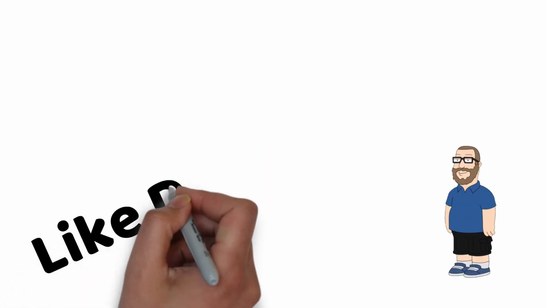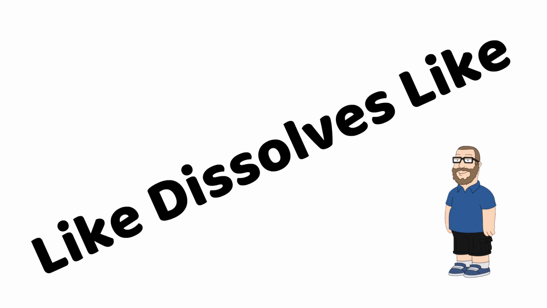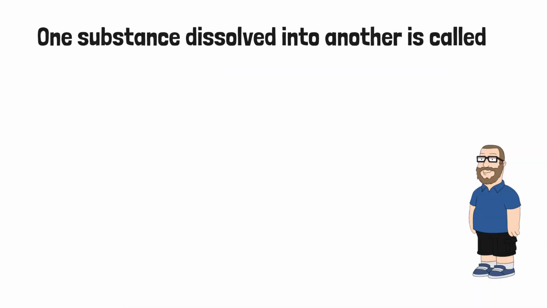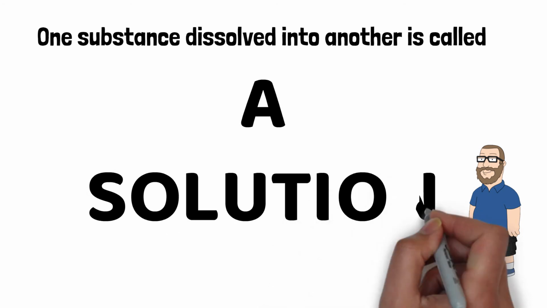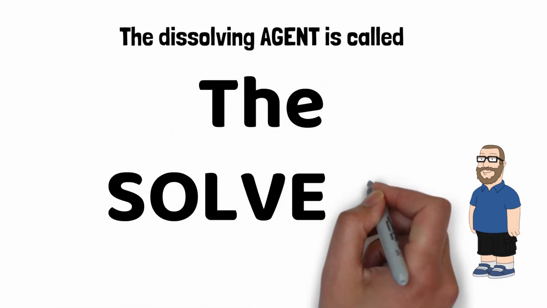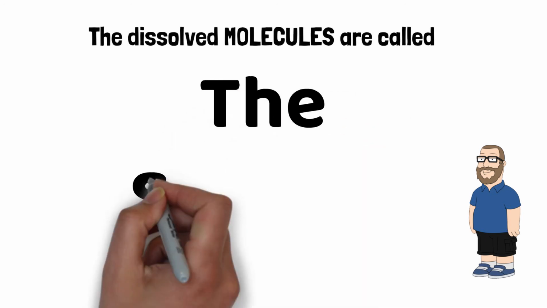There is a rule in chemistry: like dissolves like. Water is polar and therefore has tiny partial charges. This makes it easier to dissolve polar and charged molecules in water. If we place a chunk of salt into water, it will slowly dissolve. When we dissolve one substance into another, we call the result a solution. The dissolving agent is called a solvent, and the dissolved molecules are called the solute.